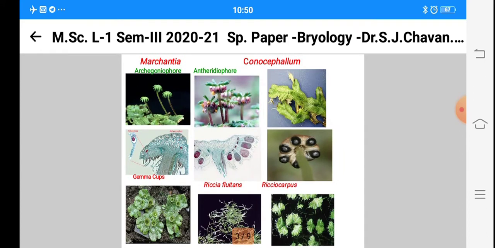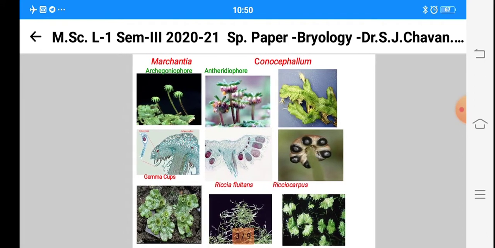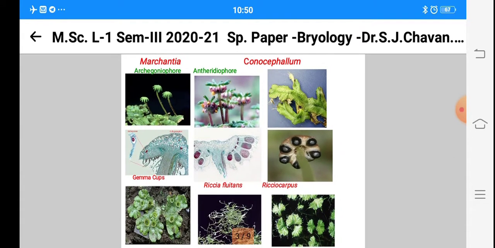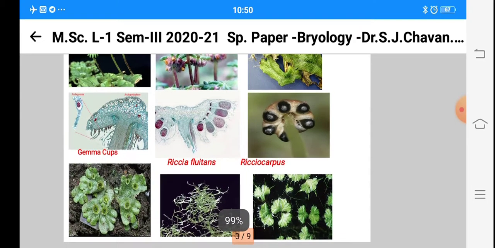Here you are observing good photographs of Marchantia with the archegoniophore and antheridiophore, then the Conocephalum genus at the right-hand upper corner, then gemma cups of Marchantia and Riccia fluitans at the lower side. The labels are on the photographs, so please see this one. Gemma cups and the sporogonium, then Riccia in one specific genus.